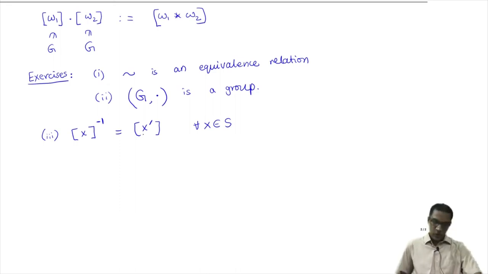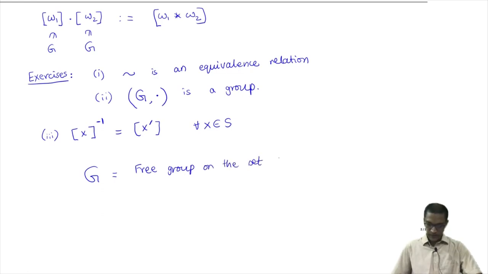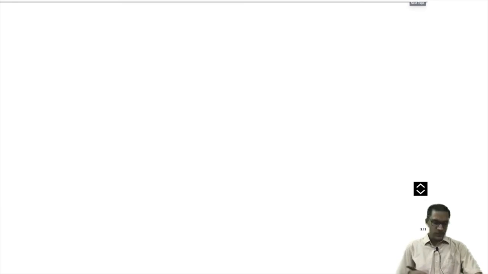So this is how you define free groups in general. G is what's called the free group on the set S, and the notation we introduced was this curly F of S. So let's get our hands on an example.